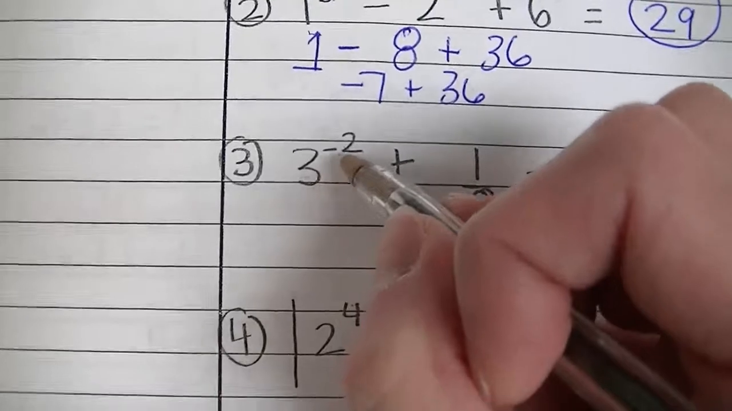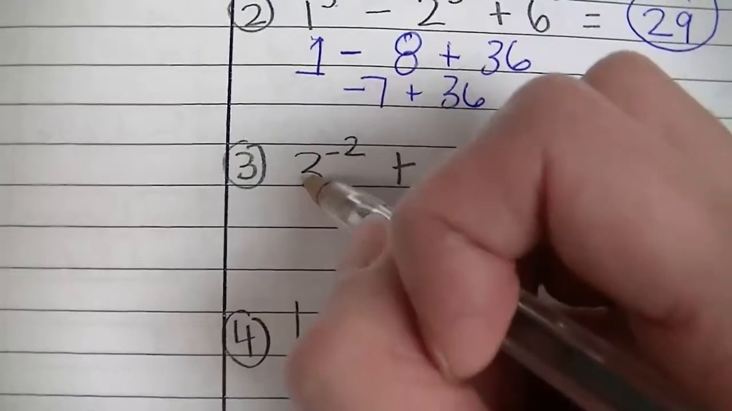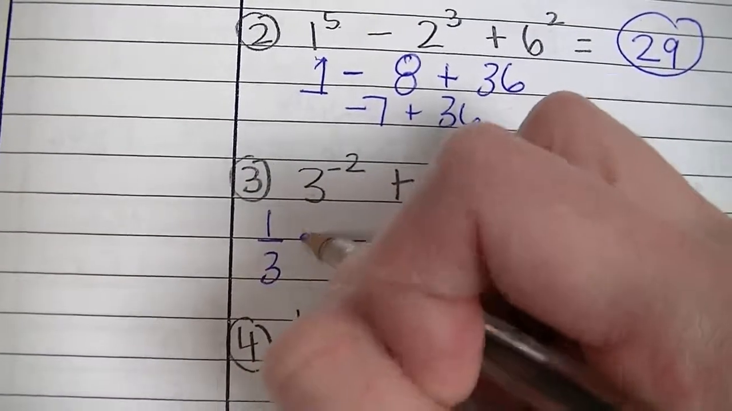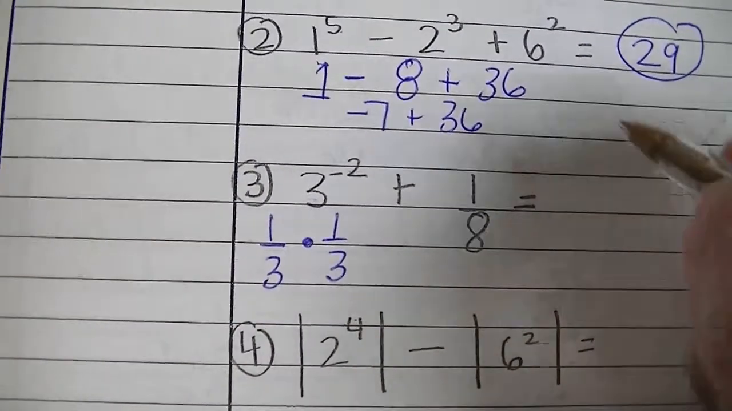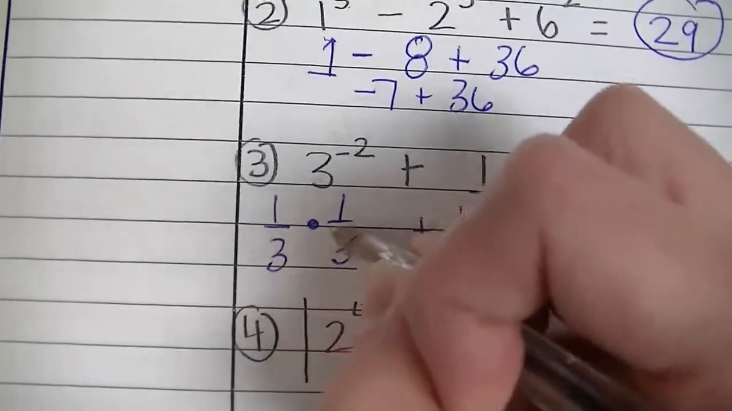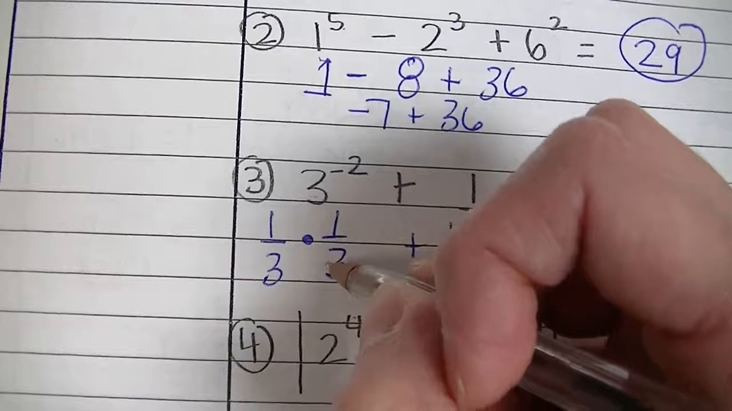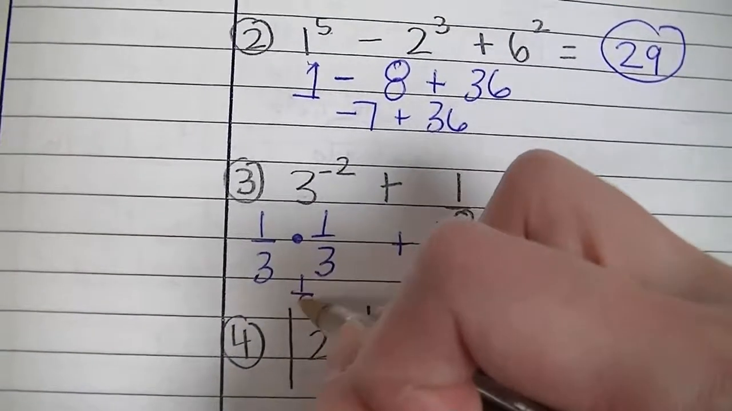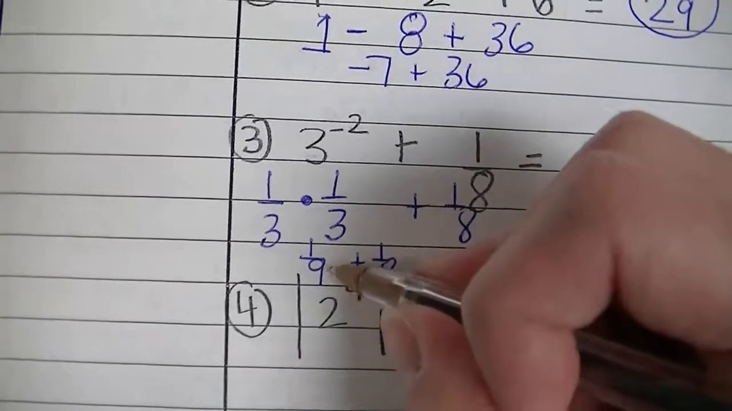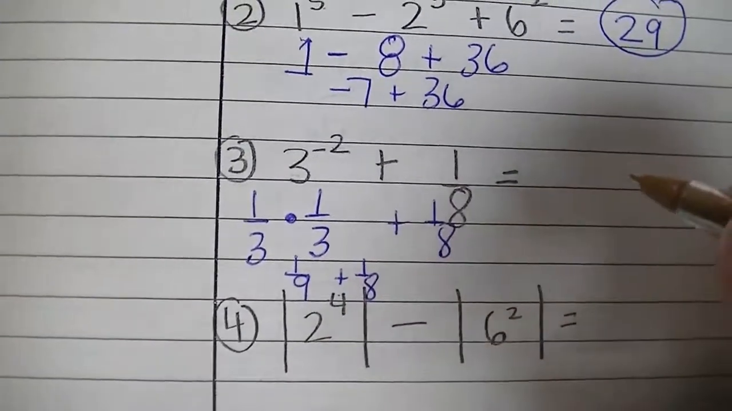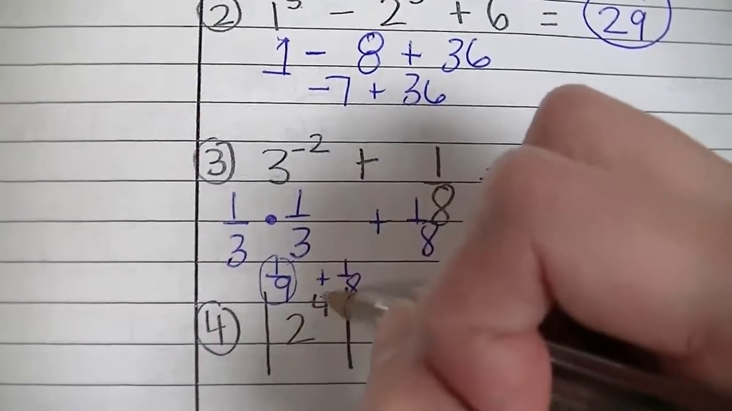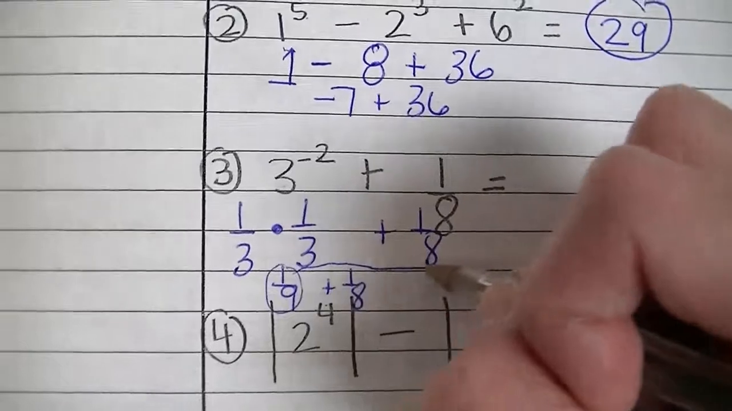Here's one of those ones where it's got a negative power, so 3 to the -2 power would look like this. Okay? And then we would add to it 1/8. 1/3 times 1/3 is 1/9 plus 1/8. Oh, it looks like I should get a common denominator here. I have two fractions I need to add together. Okay? So 1/9, let's have a common denominator of 72.